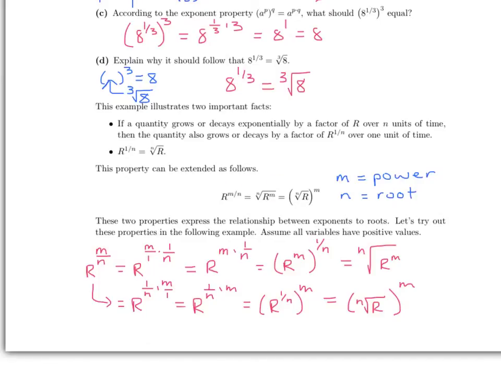So the last two properties that you need to know regarding exponents are this one and this one. These two properties express the relationship between exponents and roots. Let's try out these properties in the following example, and we're going to assume that all of the variables in this example have positive values. That way we don't have to worry about any roots not existing.